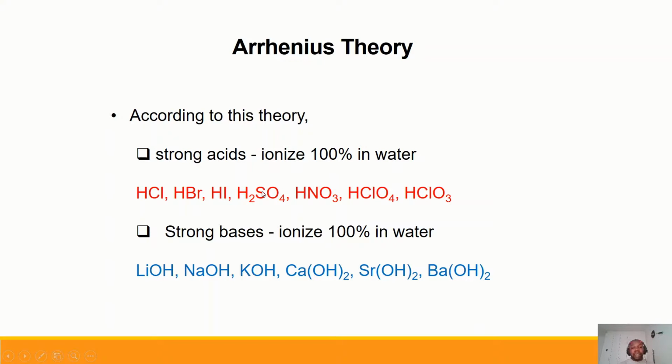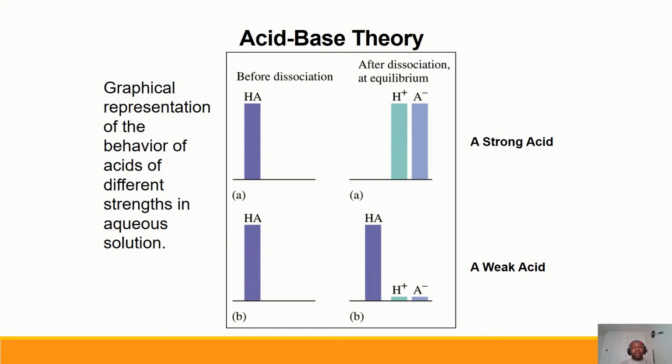For strong bases as well, Arrhenius theory says that when they dissociate in water, they're going to ionize 100% in water. An example is sodium hydroxide that we mentioned earlier, lithium hydroxide, potassium hydroxide, and so on and so forth. So when these compounds dissociate in water, they're going to dissociate 100% according to Arrhenius theory.